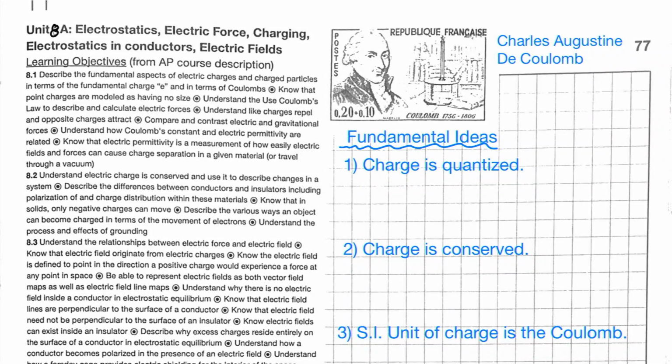Welcome, AP Physics C students, to our first unit of second semester, starting off electricity and magnetism. We're going to talk about electrostatics today, electric force, and some charging methods. Later on, we'll look at electric fields, and then the second part of this unit will cover Gauss's law.